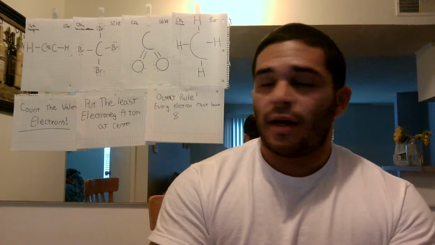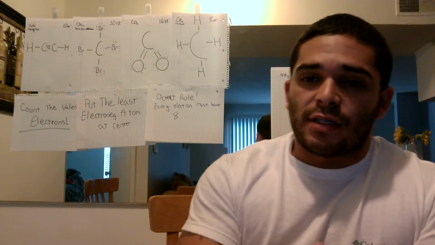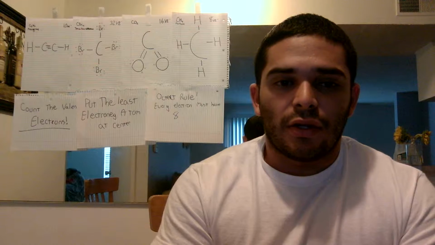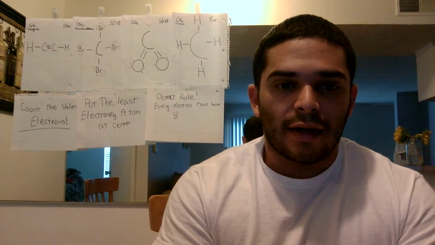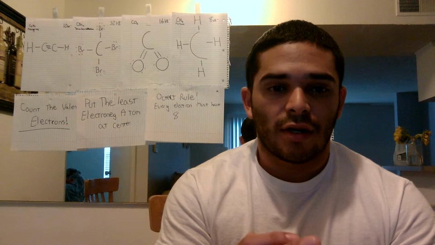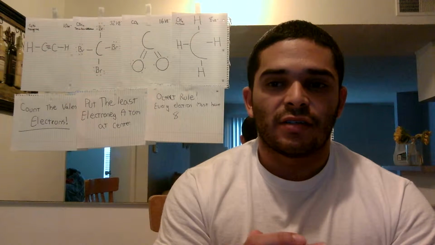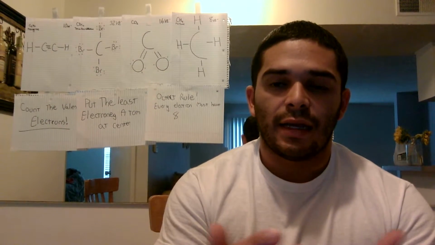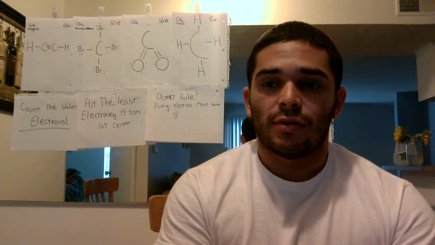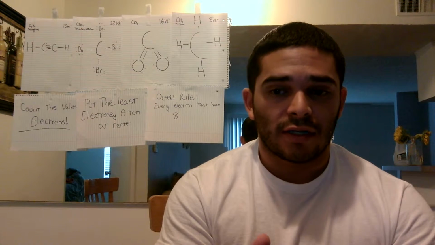Let's start with acetylene, which is C2H2. The first thing you do when you look at a compound is draw it out and count their valence electrons. Carbon itself has 4, so 4 times 2 is 8, and hydrogen has 1, so 1 times 2 is 2. Add that up, it would be 10 total valence electrons.